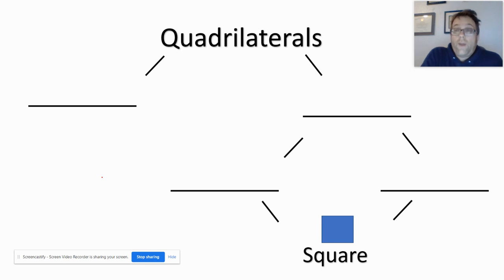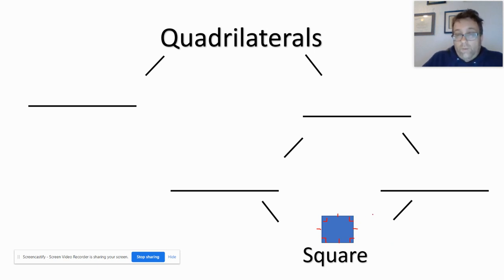Going back, a quadrilateral is a four-sided polygon. A square is four-sided. One, two, three, four. What we know about a square is that all four sides are the same length. We also know that it has four right angles in it. That is what identifies a square. Four right angles and four sides the same.